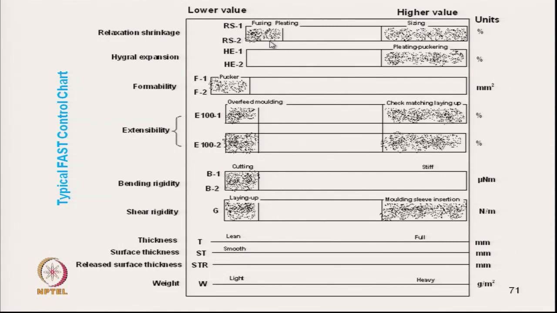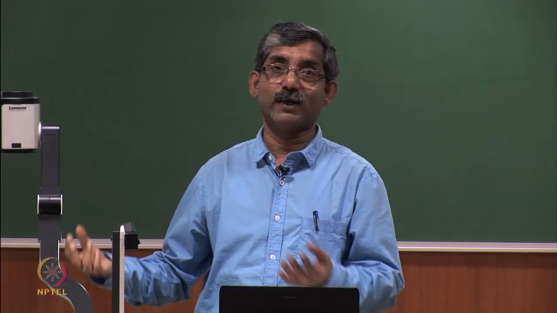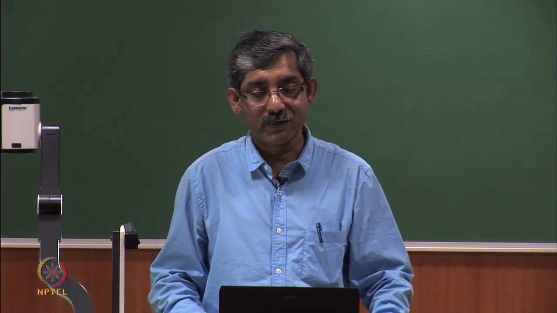If the relaxation shrinkage is very low, that will create a fusing or pleating problem, and a sizing problem will be there if it is very high. If the value is in between, the fabric will not have that much problem. Higher relaxation shrinkage will create a sizing problem, that means after the garment is made, it will change the total size of the fabric.